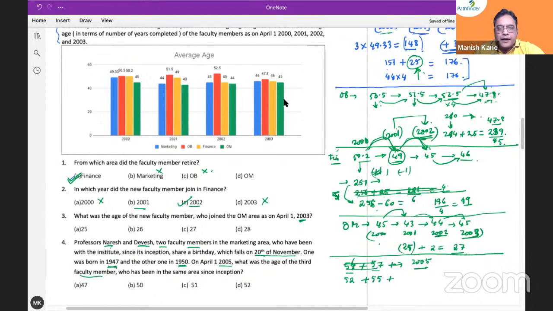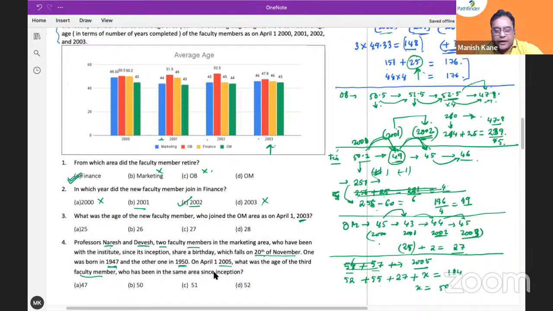Correct? In marketing, if you look at 2003, the average is 46 and there are 4 people. And one new person joined in marketing in the year 2001. So 2001, that new person's age would be 25. So 26 in 2002 and 27 in 2003. So 27 would be the age of the third prof in 2003 plus the fourth prof. His age must be equal to 46 into 4, so 160 plus 24 is 184. So X is equal to how much? 50. 50 is the age in 2003.